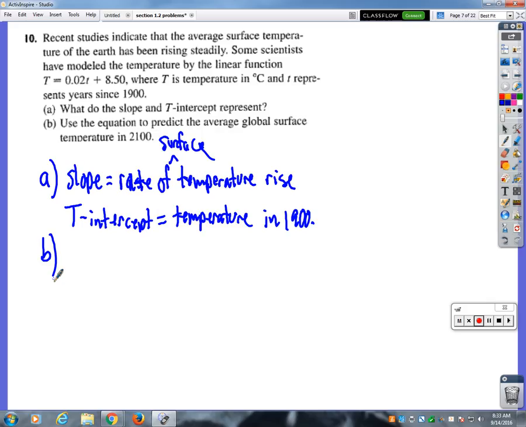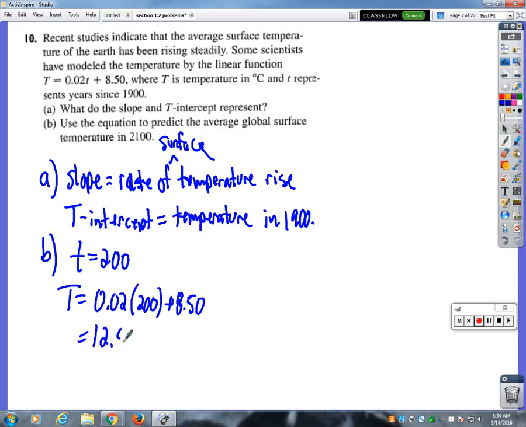What number do you plug in? 200? Yeah. That's 200 years from 1900. So little t equals 200. So big T equals 0.02 times 200 plus 8.5 equals 12.5.